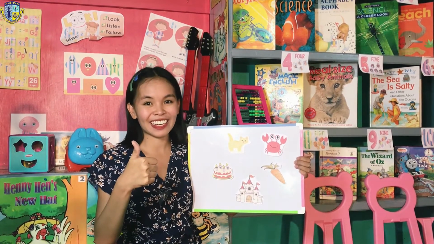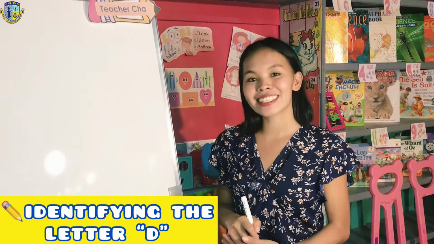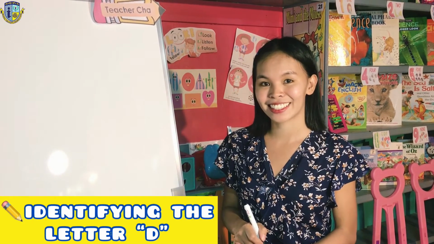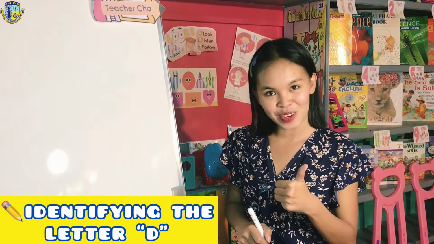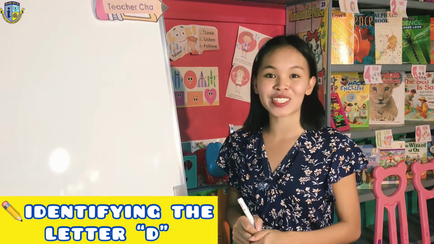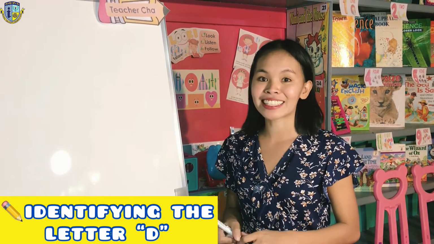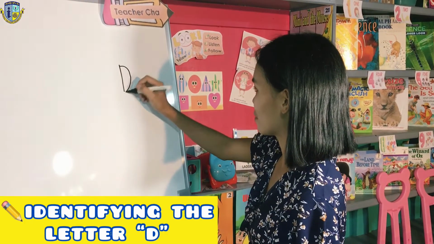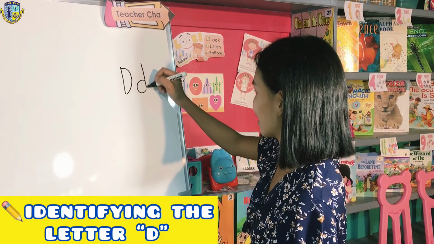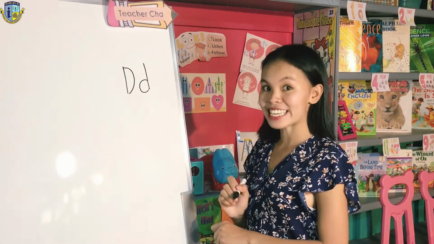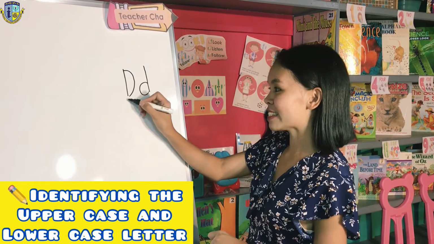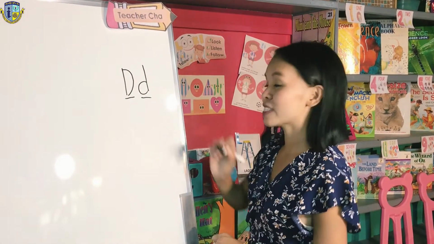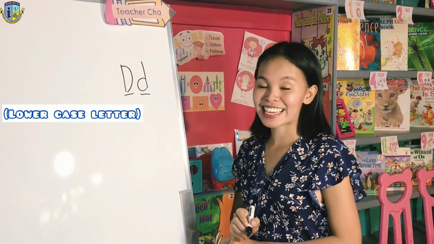Very good. What is the fourth letter in the alphabet? Very good. It's the letter D. Let's write the letter D. Letter D. This is the upper D, and this is the lower D.